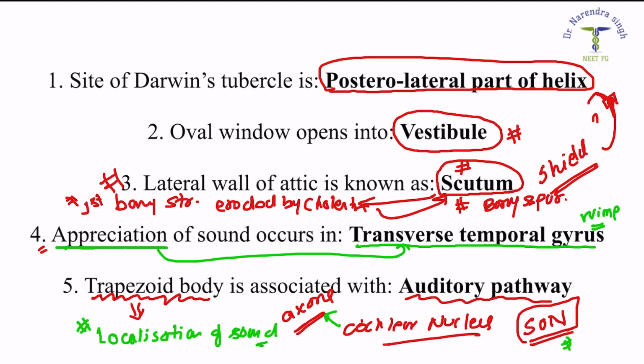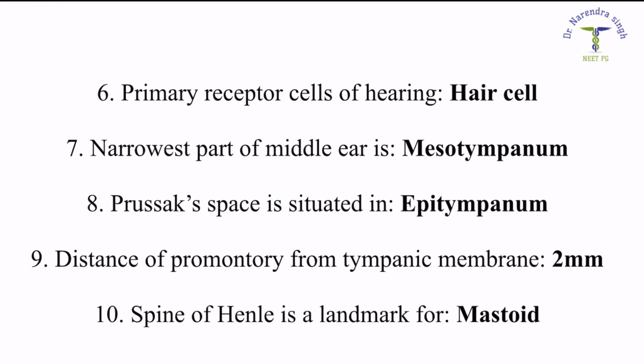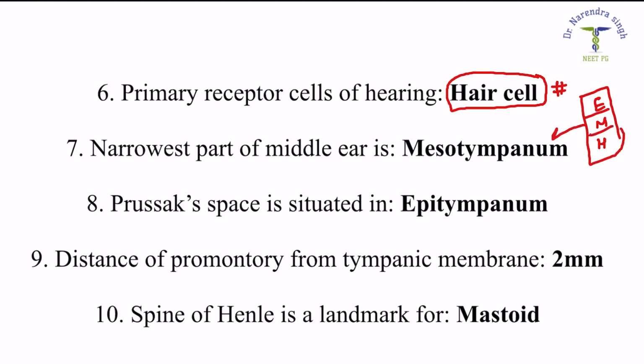Coming on to question number 6. Question number 6 says primary receptor cell of hearing. This is a most commonly asked one-liner, so we have to keep in mind that the primary receptor cell of hearing is the hair cell. Okay. Narrowest part of middle ear. Middle ear has 3 parts: epitympanum, mesotympanum and hypotympanum. The narrowest part of the 3 is the mesotympanum. We have to keep this in mind.